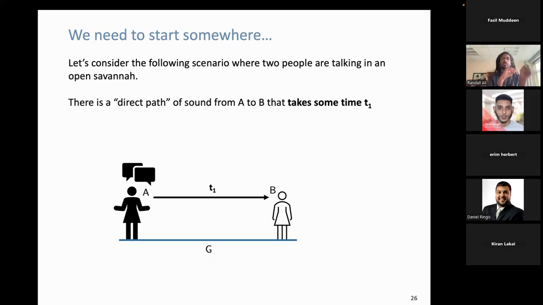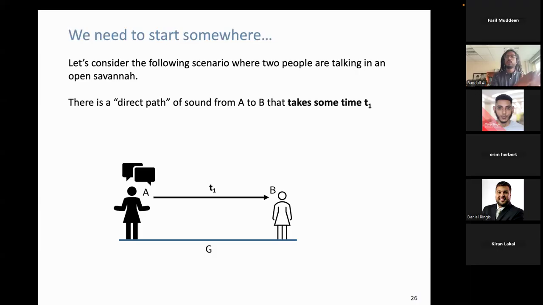So, the person B hears the sound sometime after A. And you can calculate that time because we know the speed of sound. The speed of sound is something like 343 meters per second. And if we know the speed of sound and we know how far apart A and B are, we could do a simple computation to figure out how much time it took from the sound to arrive from A to B.